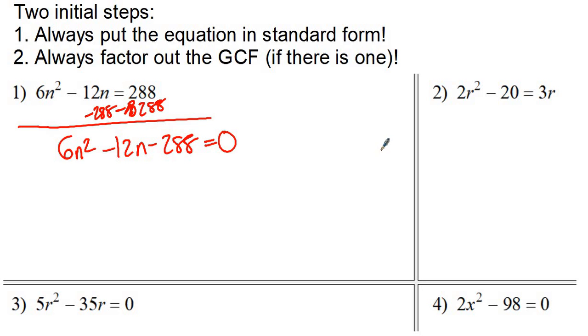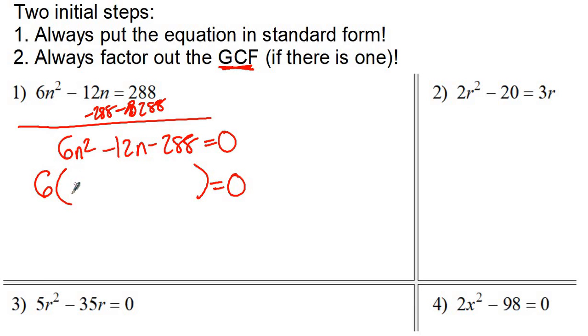We always put them in standard form, and then secondly, we always see if there's a greatest common factor. That's what GCF means. So if we look at 6, 12, and 288, they do have a greatest common factor, and that would be 6. So what I'm going to do is divide each of these numbers by 6.